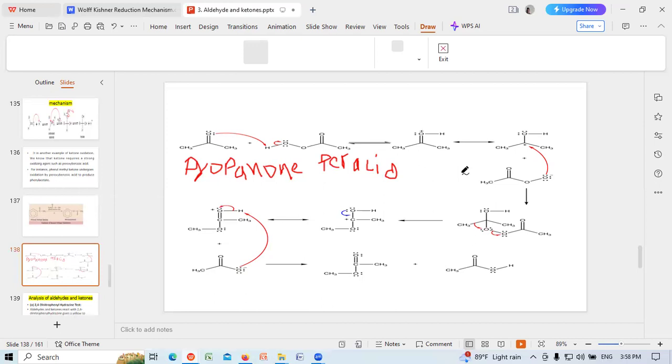And this electron cannot transfer here, so the plus charge comes here. And this peracid, this is the leaving group. This negative charge attacks this positive charge and forms this kind of compound, this kind of product.